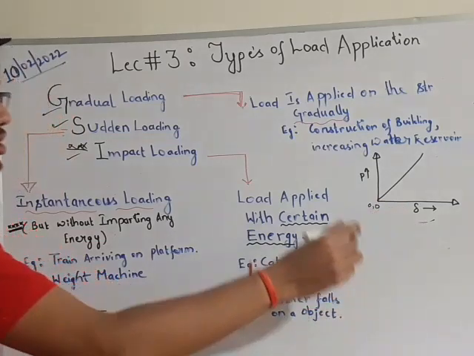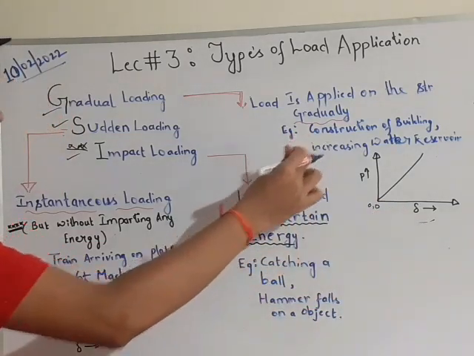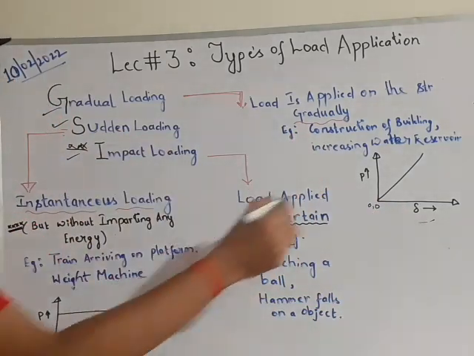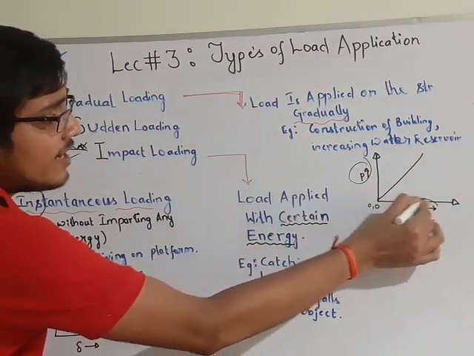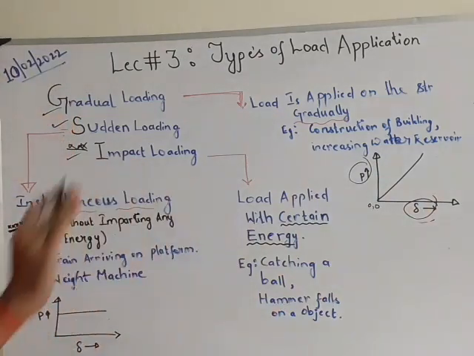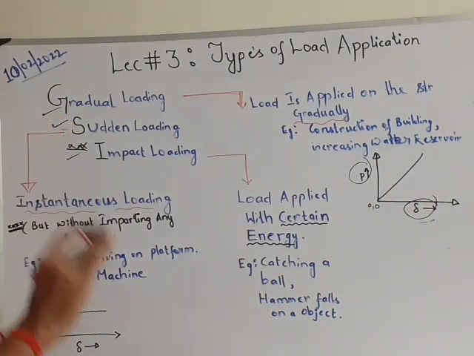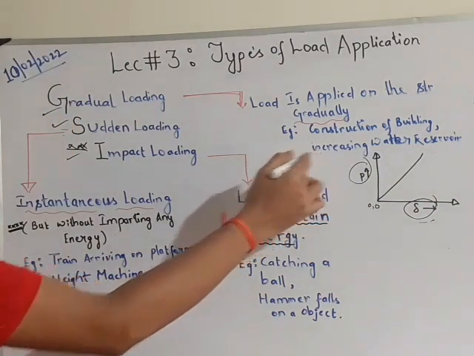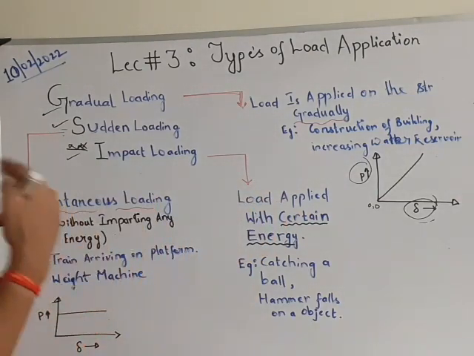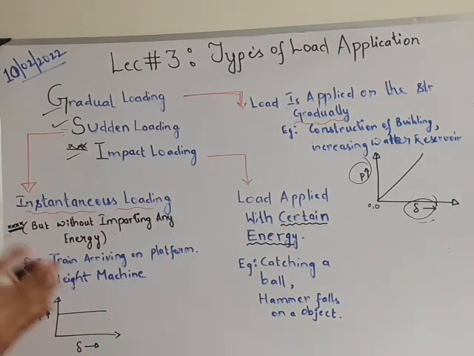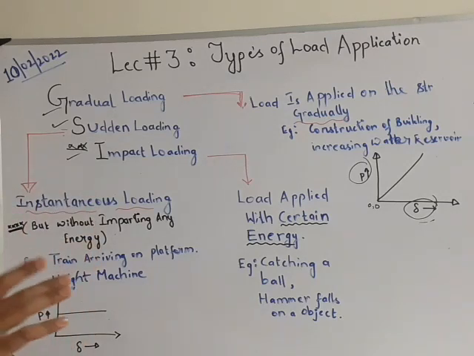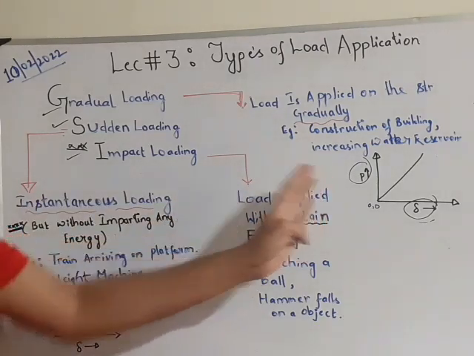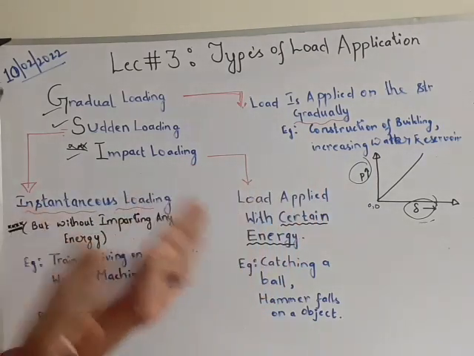The deformation in the structure, say it is soil, will also be 0. As time progresses, the load will increase, and along with that the deformation will also increase. This is the kind of gradual loading. One more example is the increasing level of water in a reservoir. That is also a kind of gradual loading, but it doesn't impart any energy. Remember that gradual loading doesn't impart any energy on the structure.